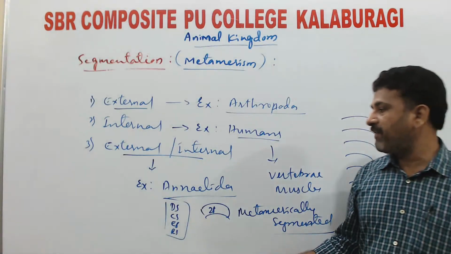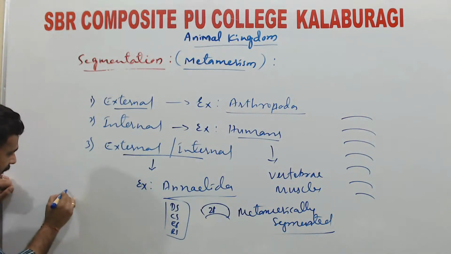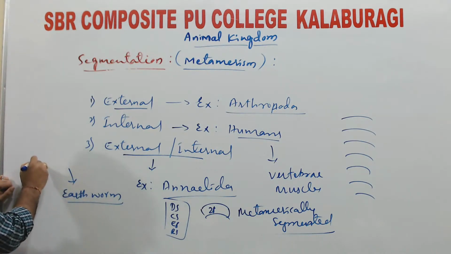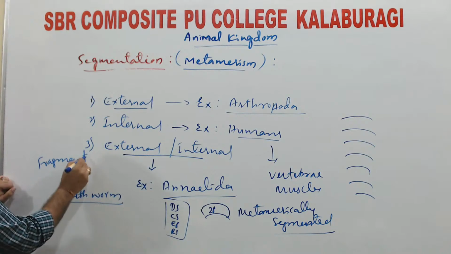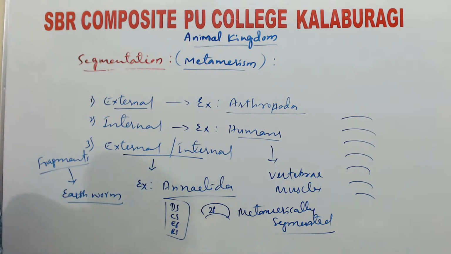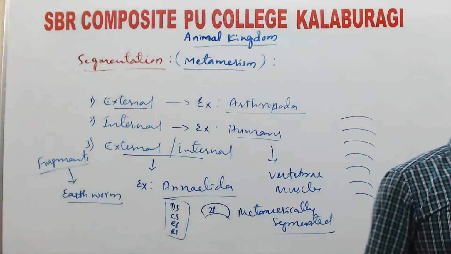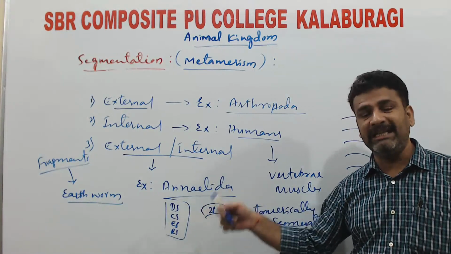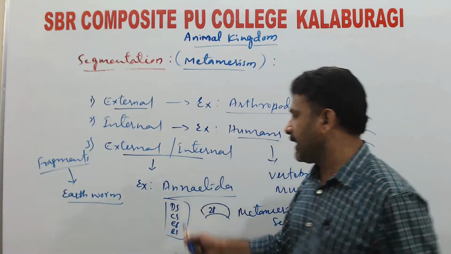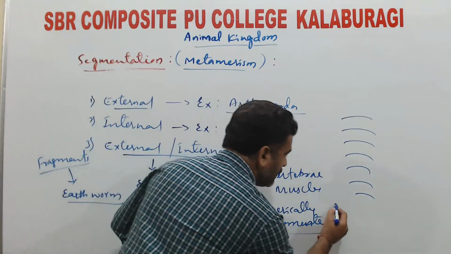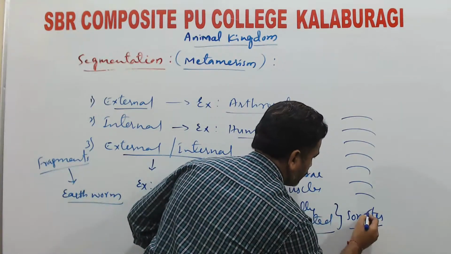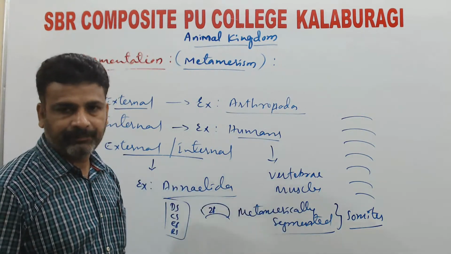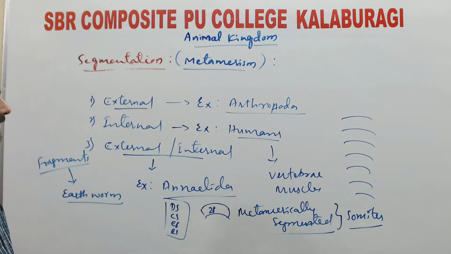So in this group of individuals, like the earthworm, the body gets fragmented into different fragments. The fragmentation type of reproduction is common in the earthworm, because it possesses repeated body units in each and every segment of the body. That's why such metamerically arranged segments are referred to as somites. That means the segments present in annelidans are referred to as somites. That is external and internal segmentation.